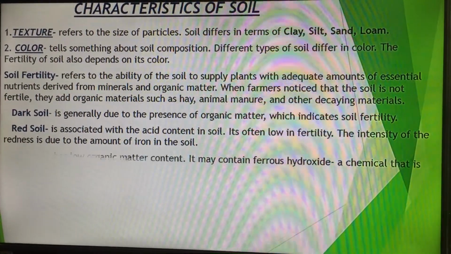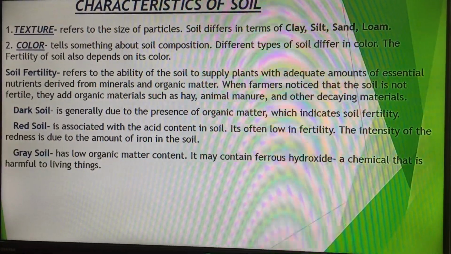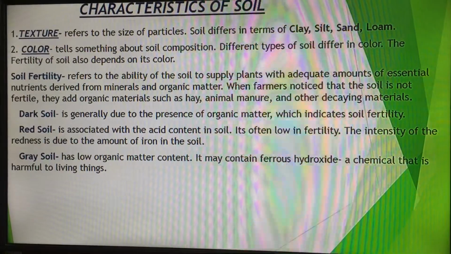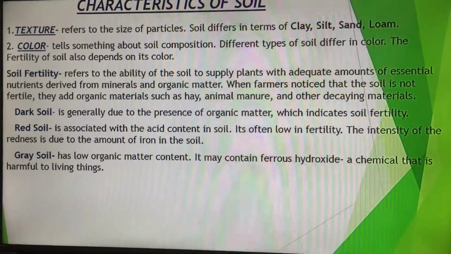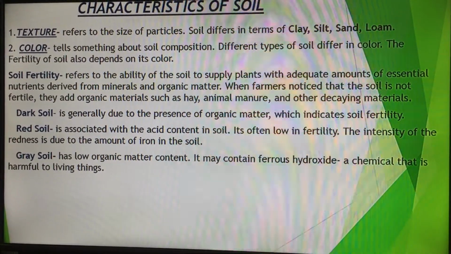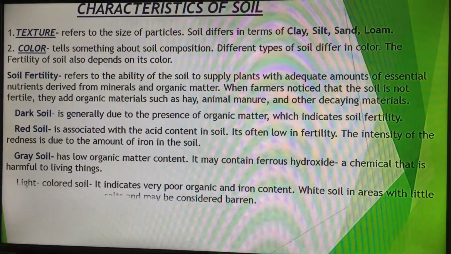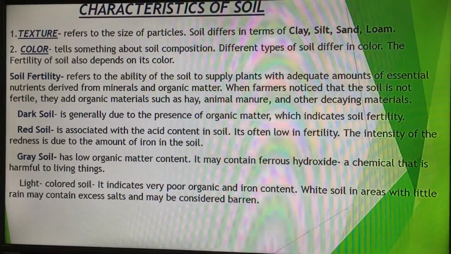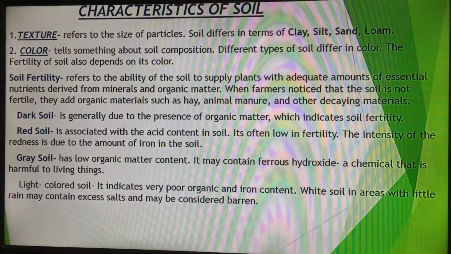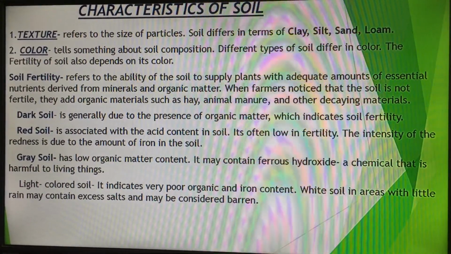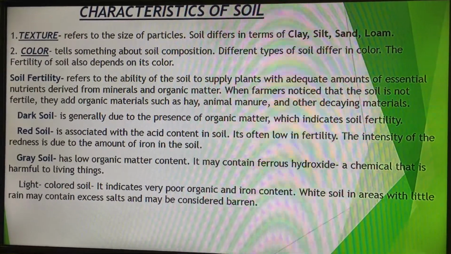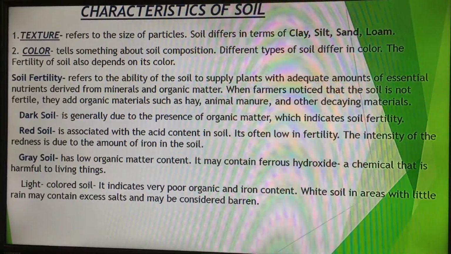All right. Next one is gray soil. It has low organic matter content. It may contain ferrous hydroxide, a chemical that is harmful to living things. So gray soil also is very low in organic matter, right? So the best will be the dark soil. Light colored soil indicates very poor organic and iron content, while soil in areas with little rain may contain excess salts and may be considered barren. So light colored soil is also not advisable for planting.